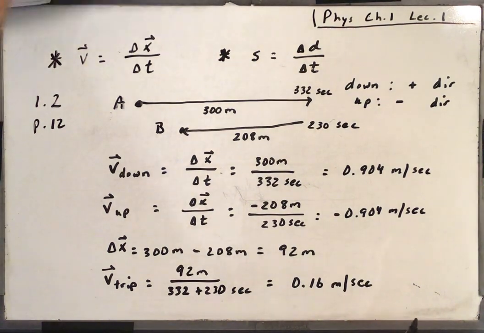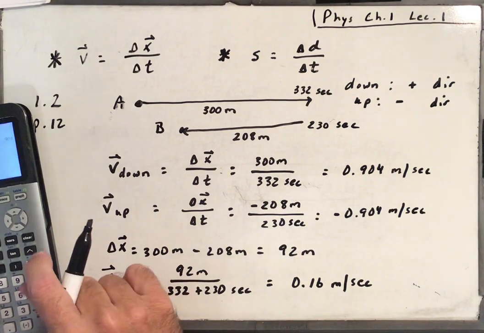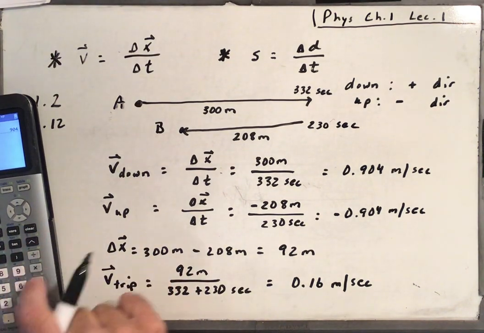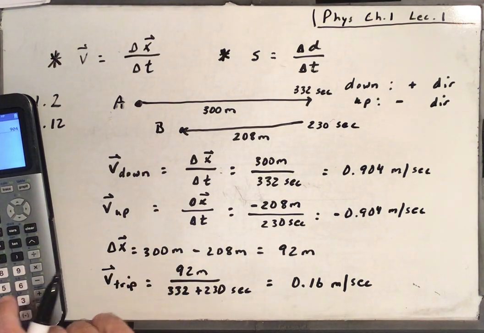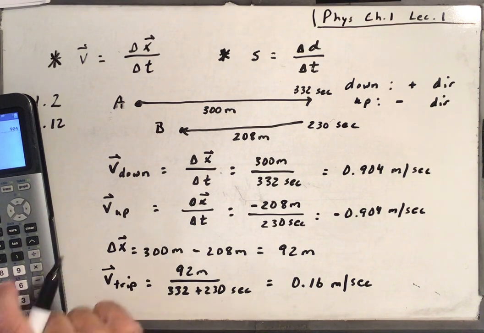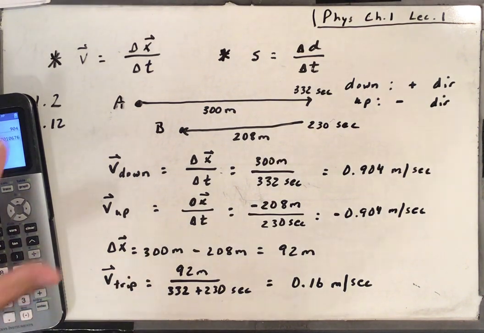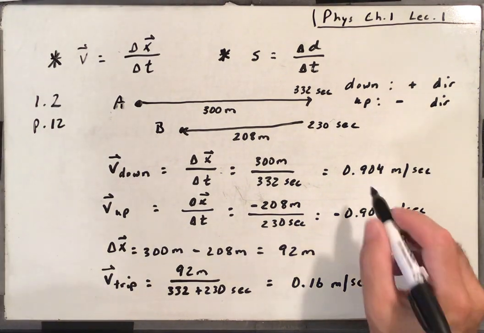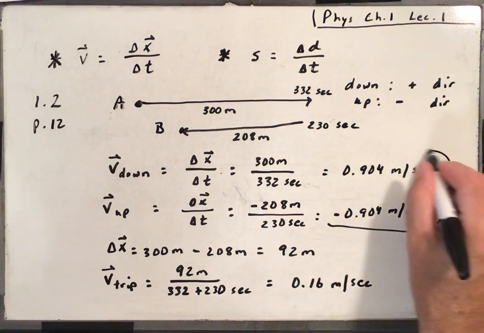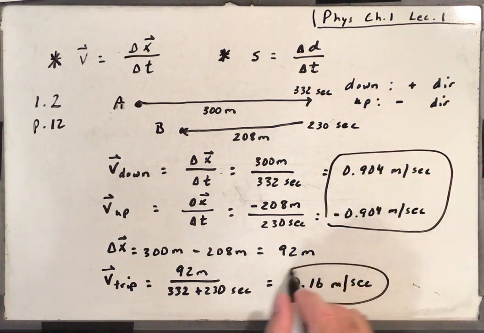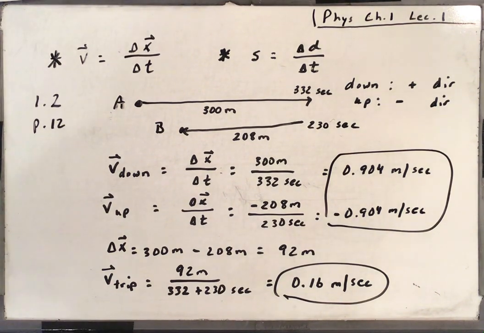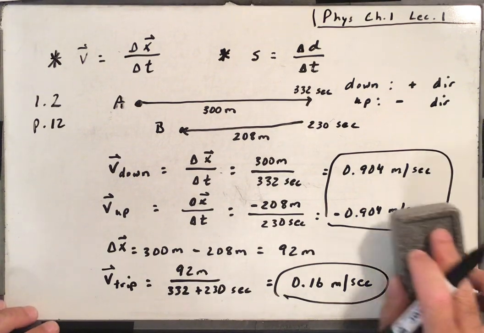Let me double check that. You're also going to want a calculator. Yeah, 0.16 meters per second. So our three answers are right there. Okay, important. Even though the math is easy, very important concepts. So pause the video if you need to, and we'll go on to the next problem.